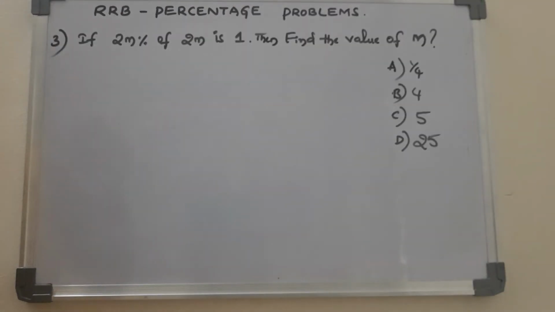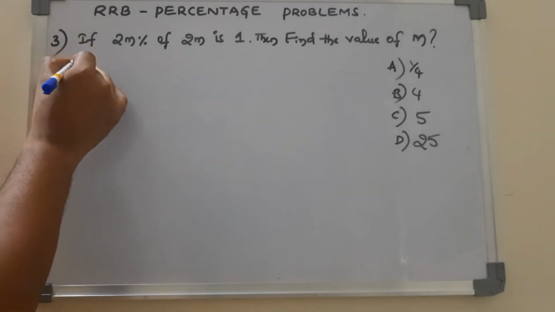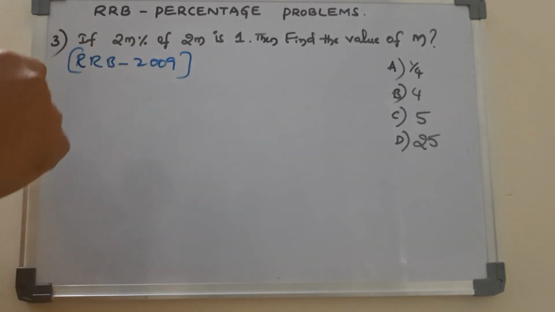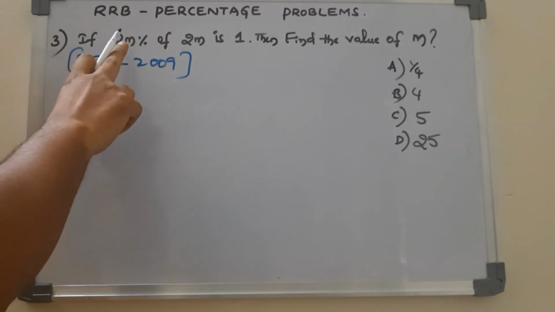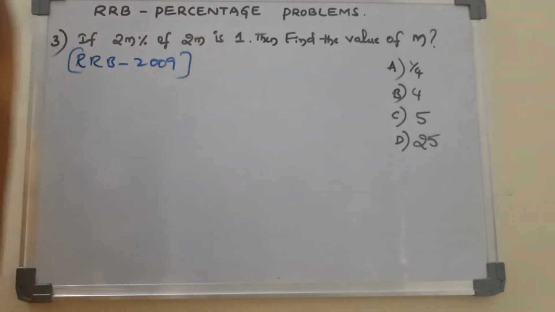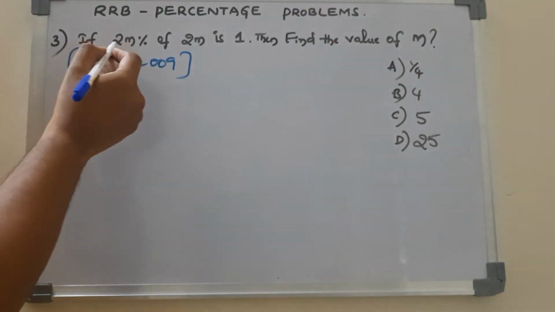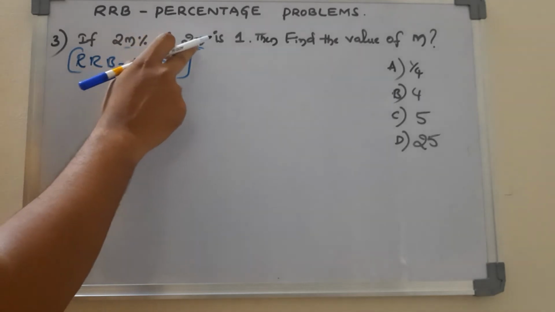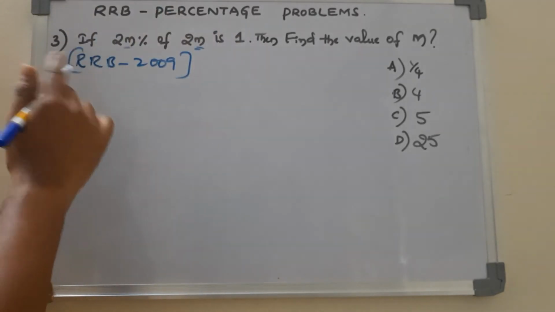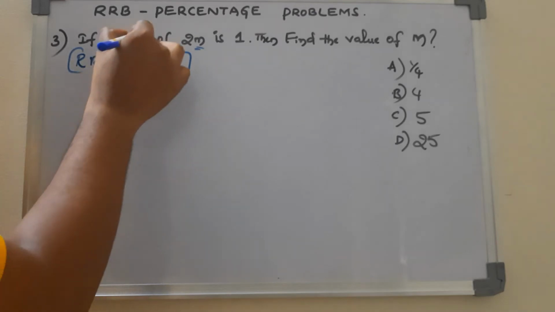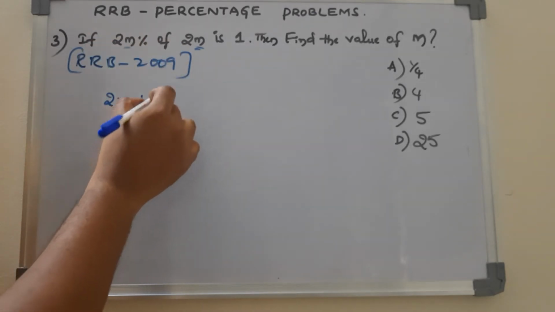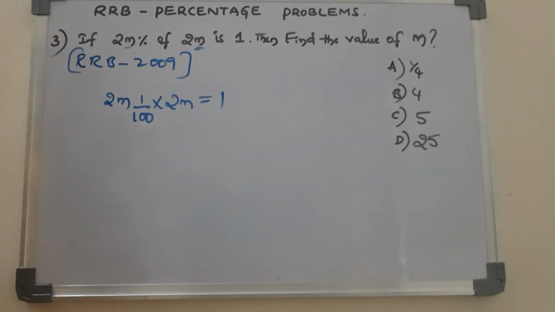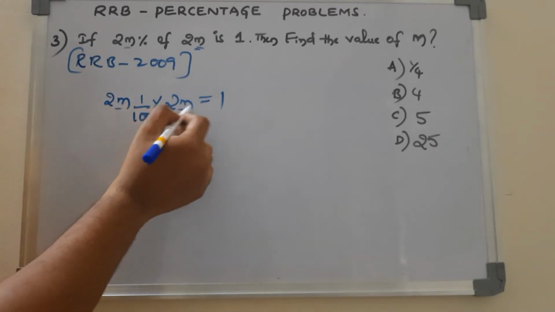Here is the third question. This problem appeared in the RRB 2009 examination. The problem is given as: if 2m% of 2m is 1, then find the value of m. We have to find the value of m. The condition is given as 2m% of 2m is 1. That means 2m%, that means 1 by 100 of 2m is equal to 1. This is the condition he has given.